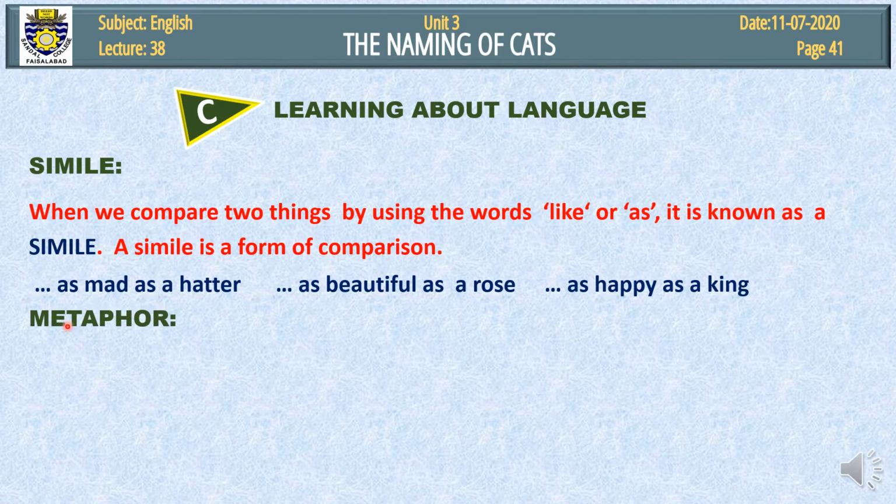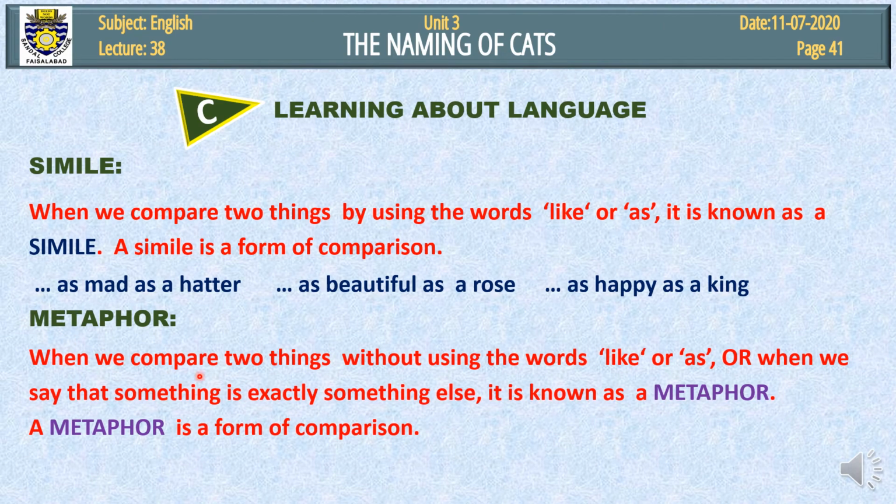Now metaphor. What is metaphor? When we compare two things without using the words like or as. The only difference between simile and metaphor is, in simile we use the words like or as, but in metaphor we do not use the words like or as. Or when we say that something is exactly something else, it is known as a metaphor. A metaphor is a form of comparison, as simile is also a form of comparison. The difference I have discussed. The difference is only like or as.